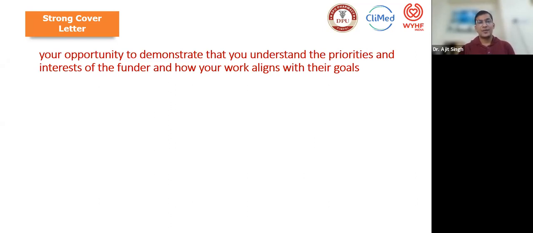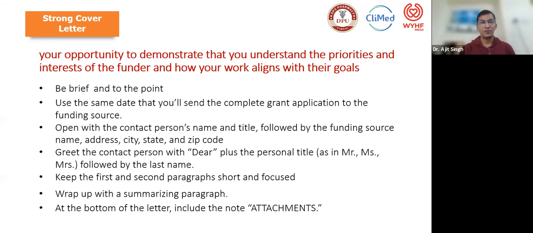This supporting document is an opportunity to demonstrate that you understand the priorities and interests of the funding agency, and how your work is aligning with their goals. You are writing only these things in the cover letter. You are not mentioning everything. I'll tell you what you have to mention. Be very brief and up to the point, no extra things at all.